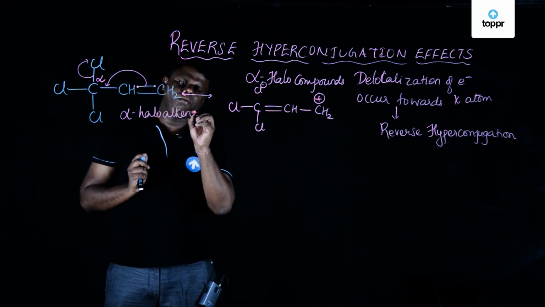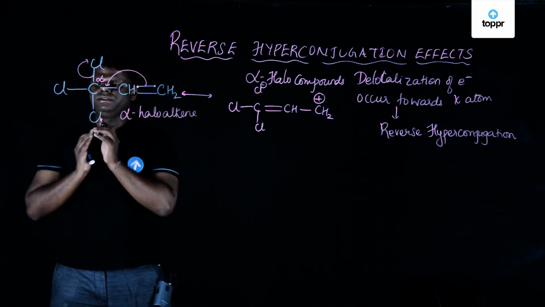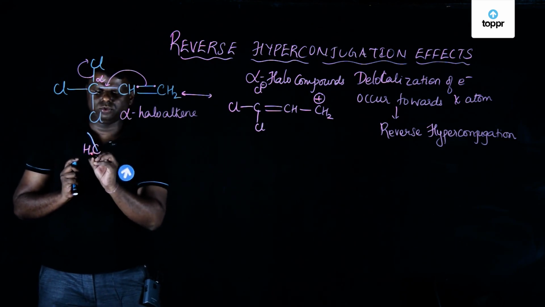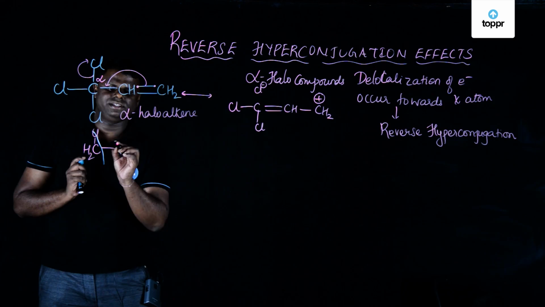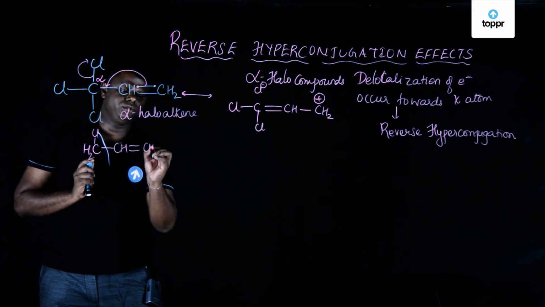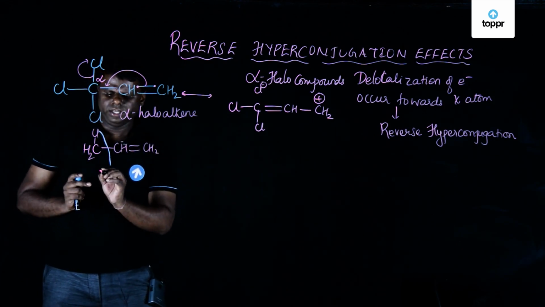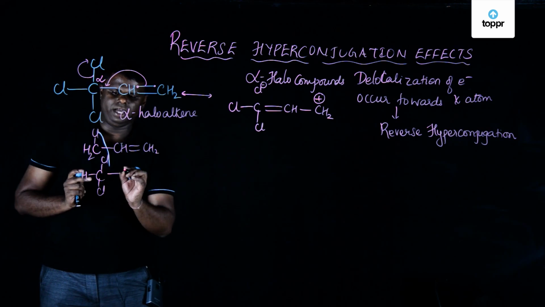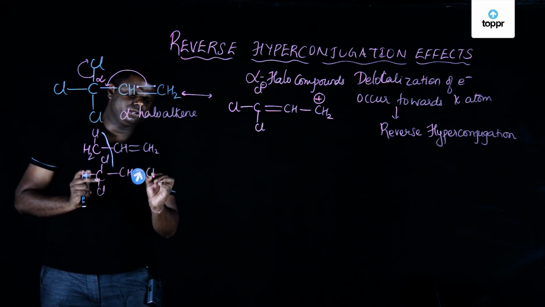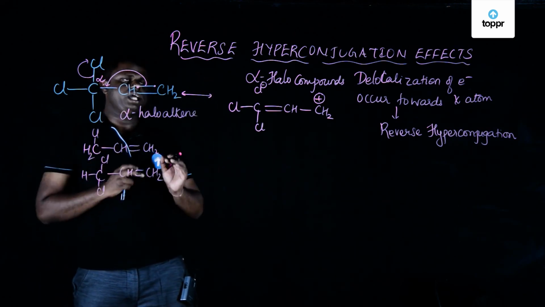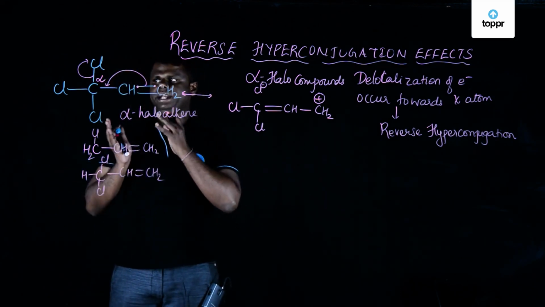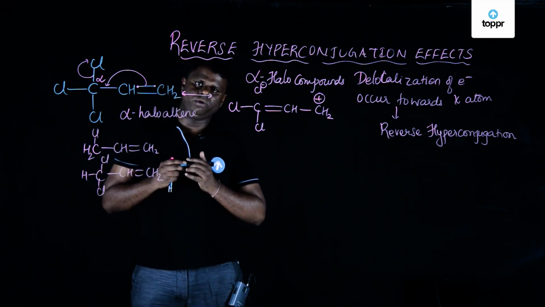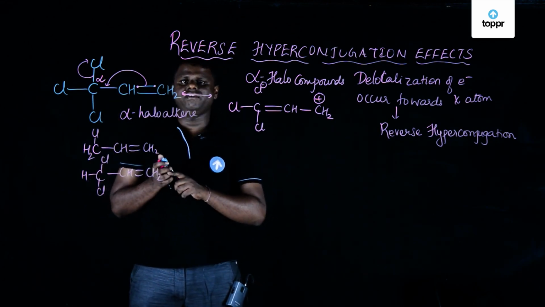Now the same thing would be observed even when these two chlorines are replaced by hydrogen. So it could be something like CH2Cl, and then CH double bond CH2, which contains 2 alpha hydrogens. You could have something like CHCl2, and then CH double bond CH2. So the reverse hyperconjugation effect would be operating in these compounds as well. It need not be just chloro, it could be bromo, it could be iodo; it has to be an alpha halo alkene.